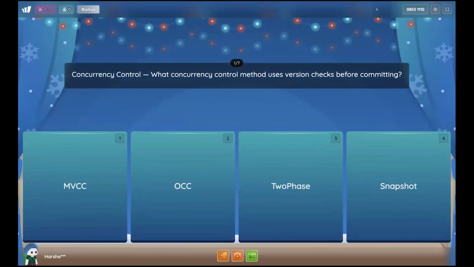So the first question is concurrency control. What concurrency control method? Which one? Snapshot. Okay. What's the answer? I think that. Okay. Yeah. Okay. MVCC. No.